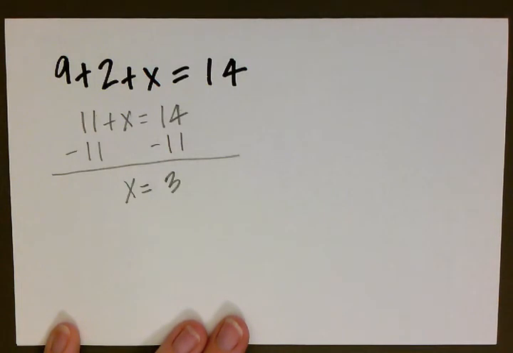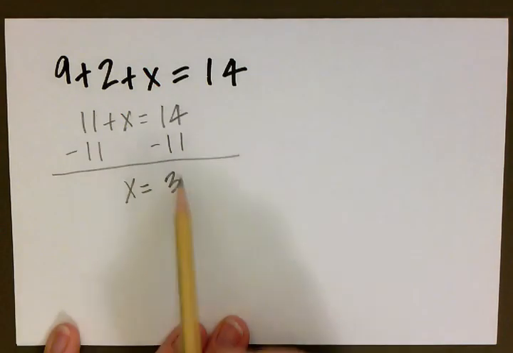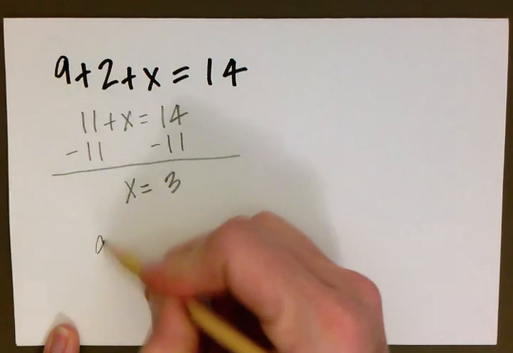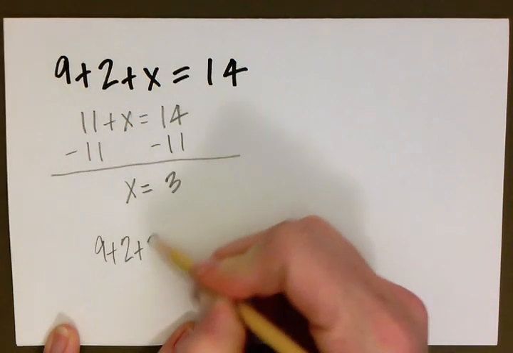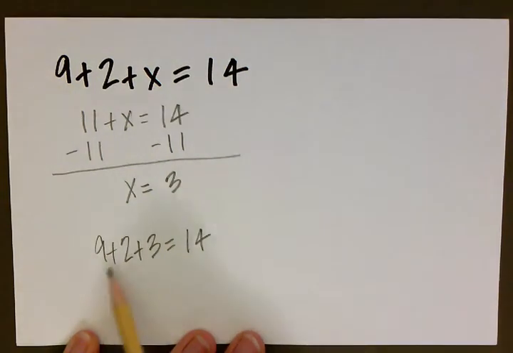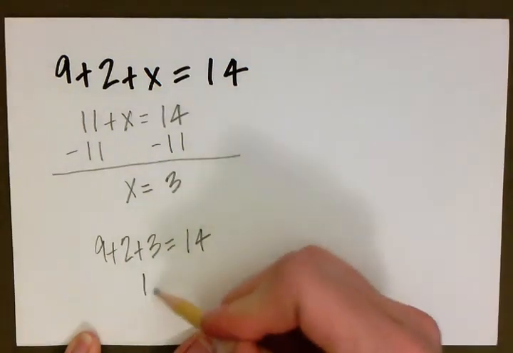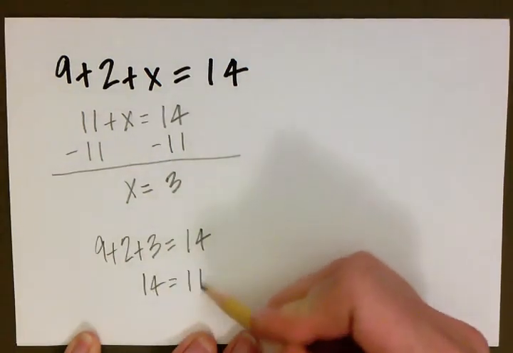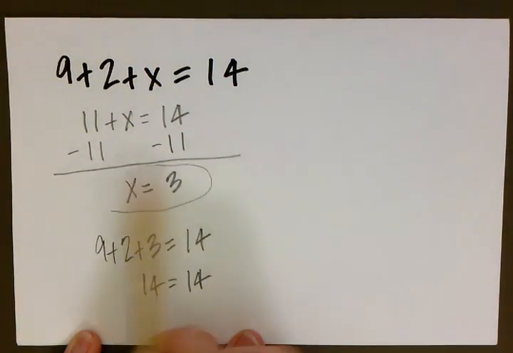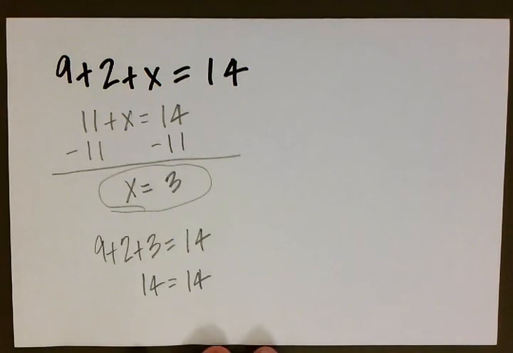Now we'd like to check our work. So if we take our x and we plug it back into the equation, we have 9 plus 2 plus 3 equals 14. 9 plus 2 plus 3 does equal 14. And 14 does equal 14, so that is our check. So we know that our final answer is x equals 3.